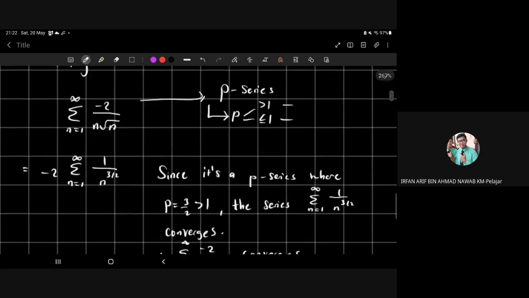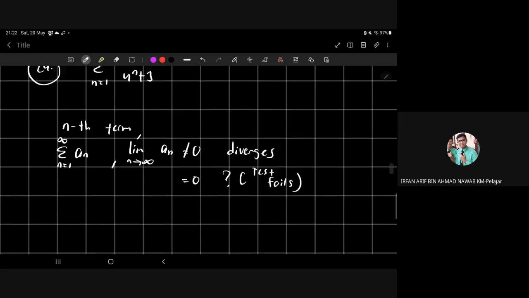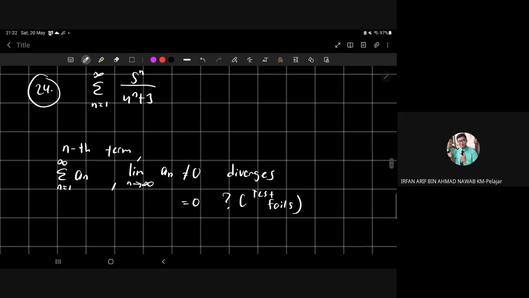What does this tell us? Let's say you have a series here. What happens when you take the limit as n approaches infinity of a subscript n? If it's not equal to zero, then it diverges. But what happens if it equals zero? The test fails. That's basically it. If it's equal to zero, then you have to use another test to determine whether it converges or diverges.